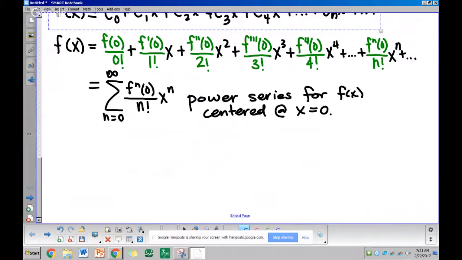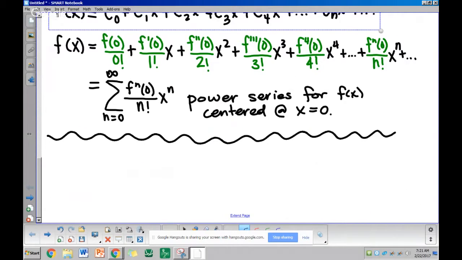x equals 0. Now what do we do if it's centered somewhere other than 0? Well, what we're going to do is we're going to use a transformation. And let's say we're centered at x equals a.